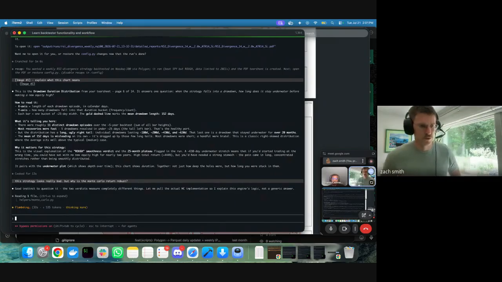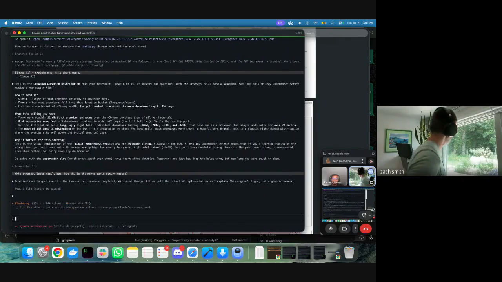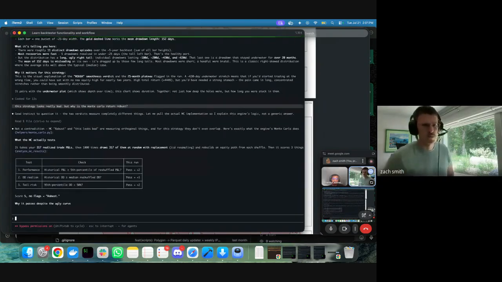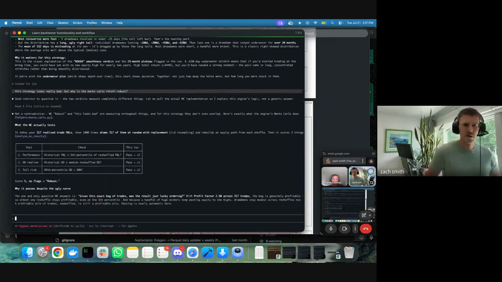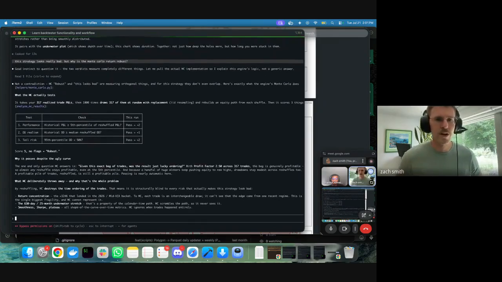So he's going to go through and just read the code that we wrote. Hopefully there's no problems with it. Okay, they're measuring orthogonal things.